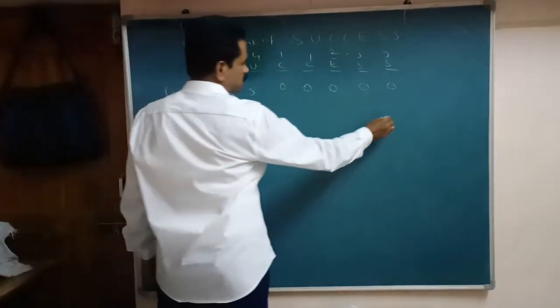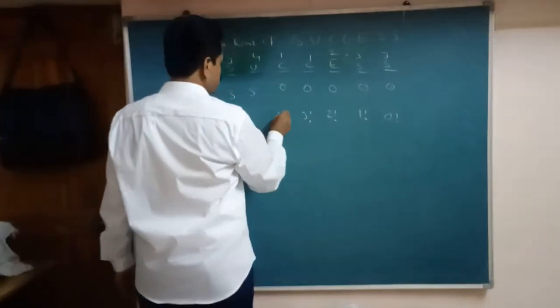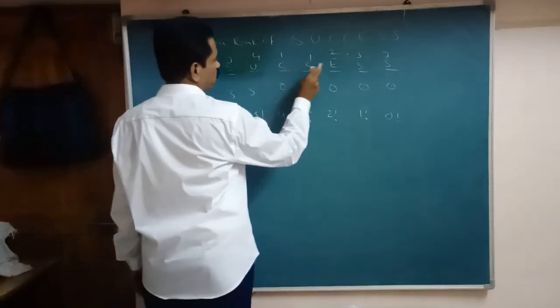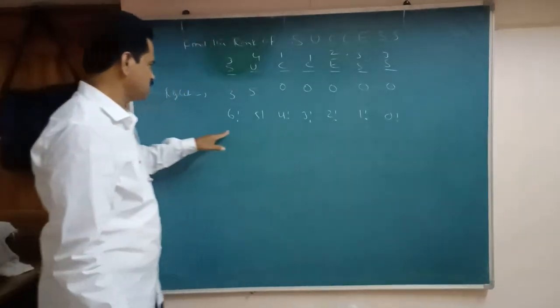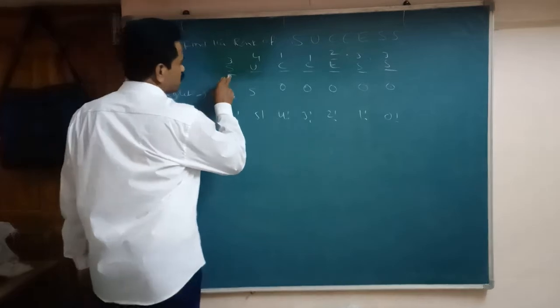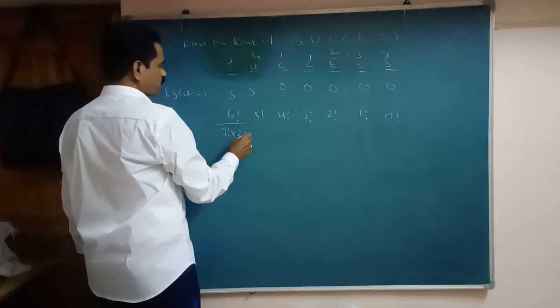So, the last starts with 0 factorial, 1 factorial, 2 factorial, 3 factorial, 4 factorial, 5 factorial, 6. Including S, 6 will come up here. How many repeated here? 3 S's and 2 C's. So divide by 3 factorial into 2 factorial.